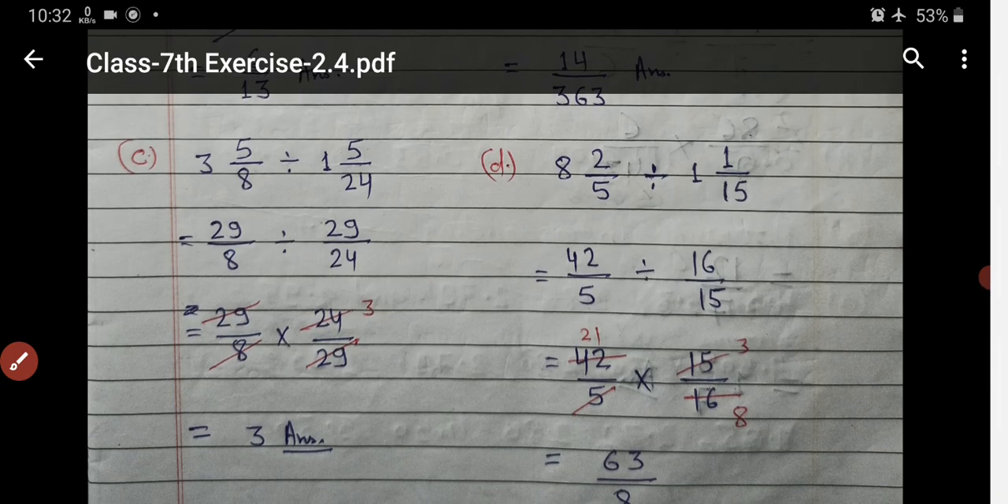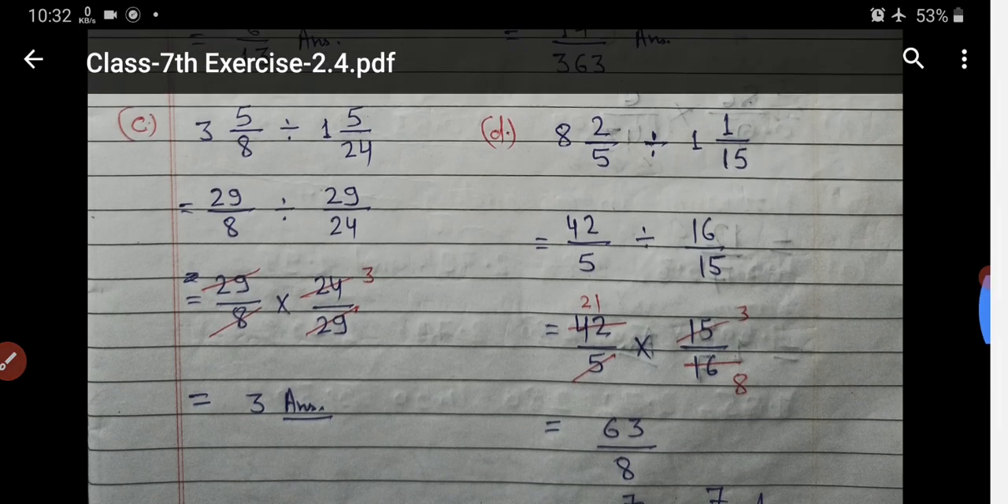Now just multiply: 8 times 5 is 40, and then plus 2, it becomes 42 by 5. 15 ones are 15, plus 1 becomes 16. 16 upon 15. Now just convert this divide into multiply. The number will be reversed.